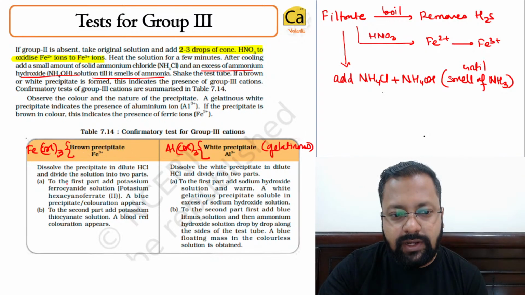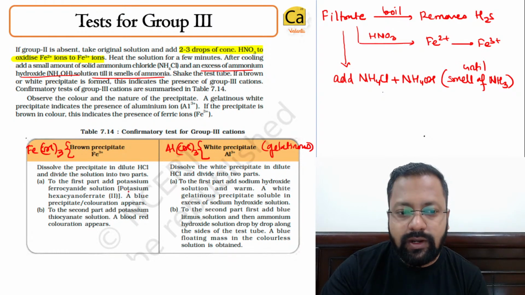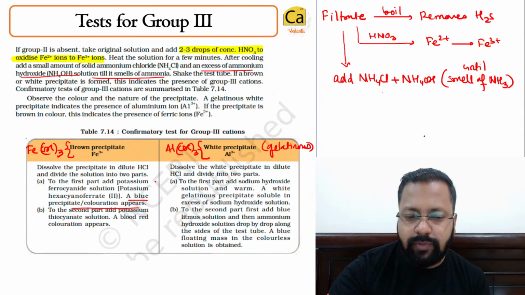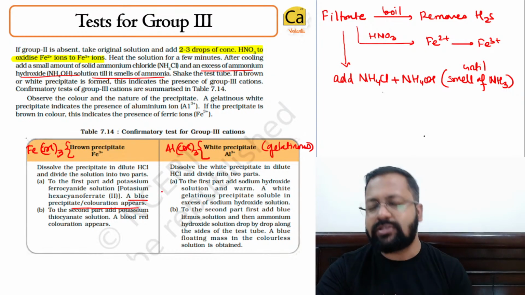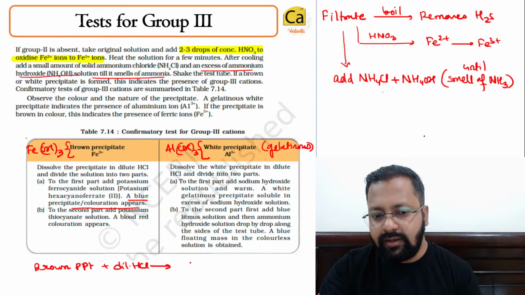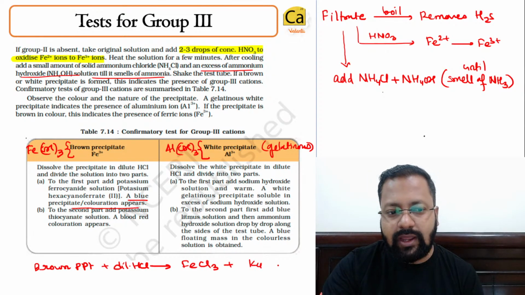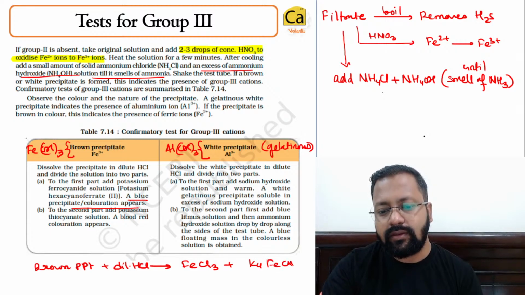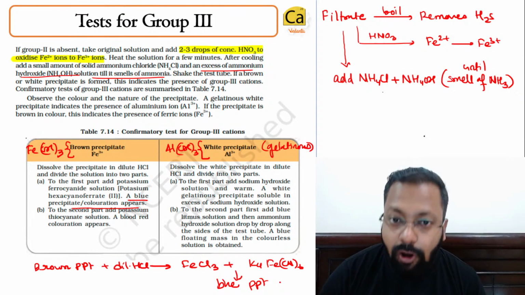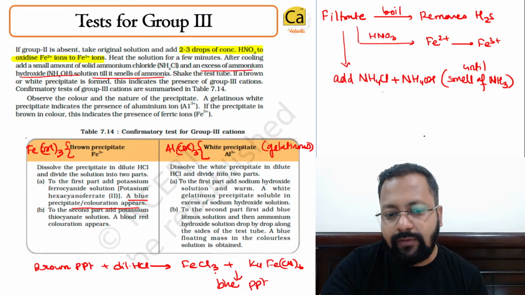So if you are getting the brown precipitate, and you add potassium ferrocyanide to it, you will get a blue precipitate. Okay, for the brown precipitate, you first add HCl. By adding HCl, it will convert it into FeCl3, and then you add K4Fe(CN)6. When you add K4Fe(CN)6, you will get a blue precipitate. This blue precipitate is Prussian blue, Fe4[Fe(CN)6]3.